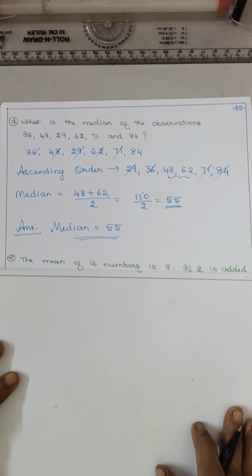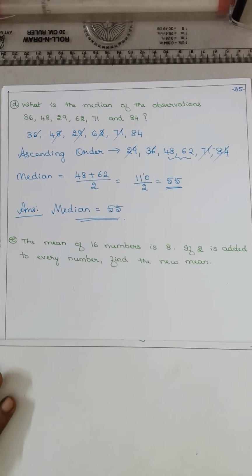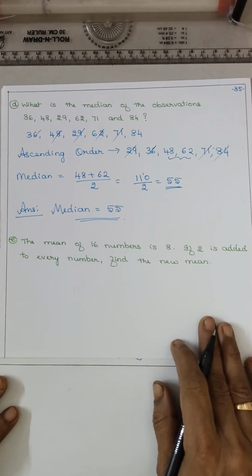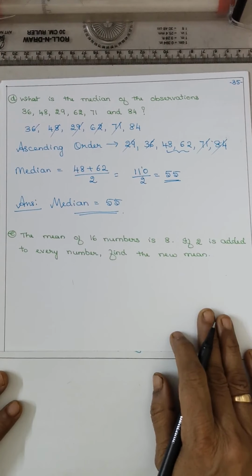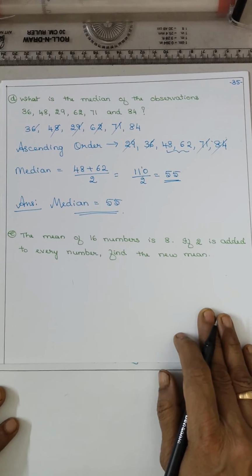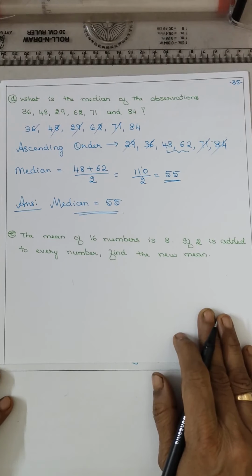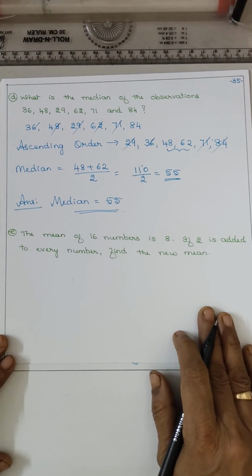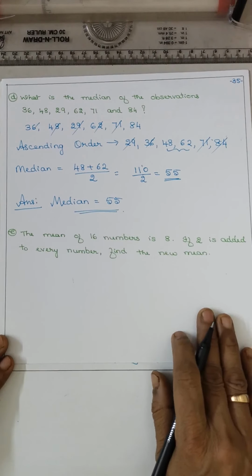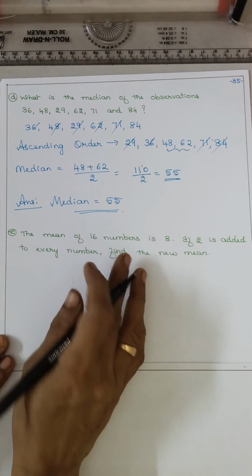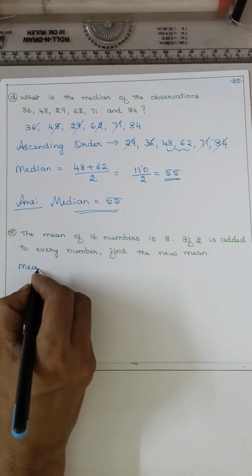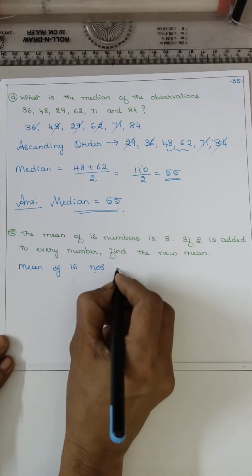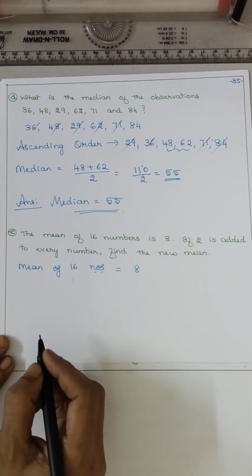Easy sum, isn't it? Now coming to question number E of question 1b. The mean of 16 numbers is 8. If 2 is added to every number, find the new mean. A new type of question. Understand it properly. So mean of 16 numbers is given. Mean of 16 numbers is equal to 8.